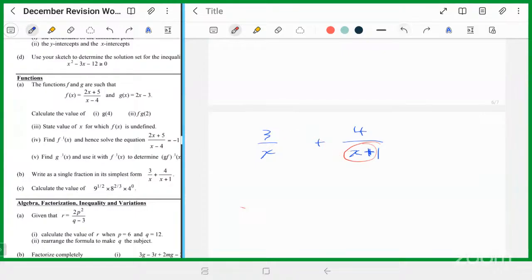So let me show that. This one is coming up here and down here. I multiply this one by x over x.